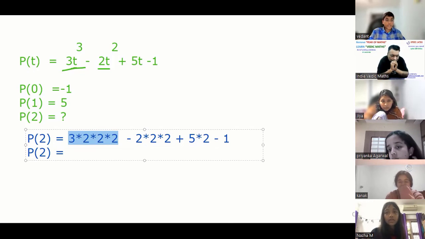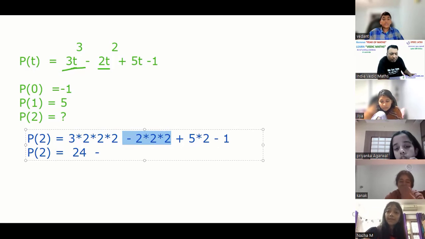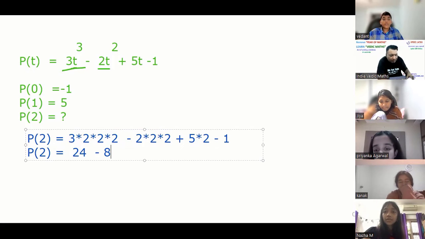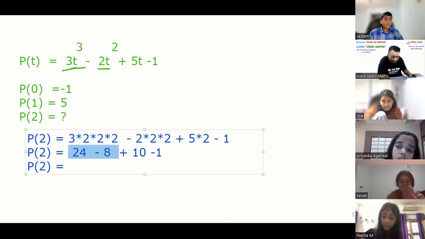So we have to do 3 times 2, which is 6, times 2 is 12, times 2 is 24. Next, 2 times 2 is 4, times 2 is 8. So 24 minus 8. And then you add 5 times 2, which is 10. Then minus 1. So last step now, very easy, normal solution. 24 minus 8 is 16. Plus 10, 26. Minus 1, 25. So the answer is 25.